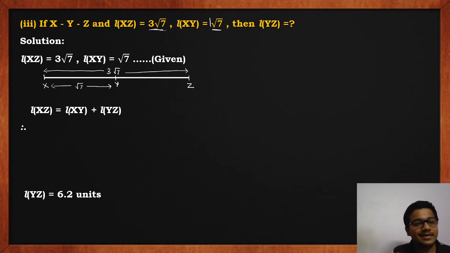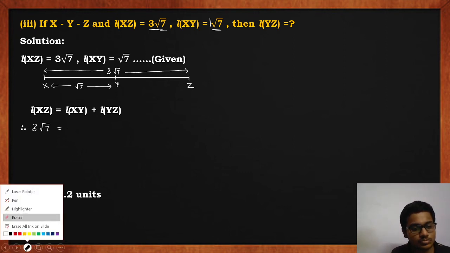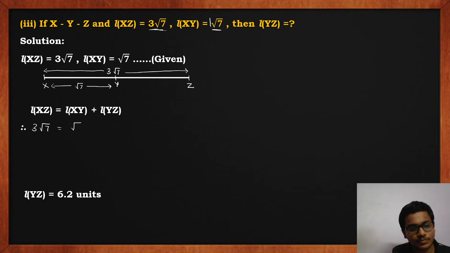Okay, so as I have said, entire length XZ will be equal to the length of two smaller segments XY and YZ. So therefore 3 root 7 equal to length of XY, that is root 7, plus length of YZ. Now if we shift YZ to the other side, this will become length of YZ equal to 3 root 7 minus root 7.